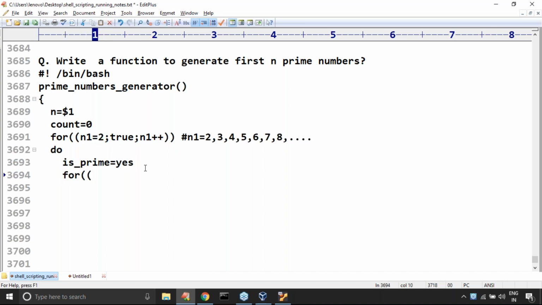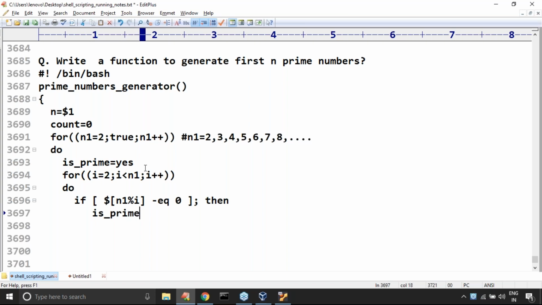Remember, for i is equal to 2, i is less than n1, i plus plus, do: if n1 modulo i is equal to 0 anywhere you find it, then is prime is equal to no, and just break the inner loop. That's all, this one is completed.